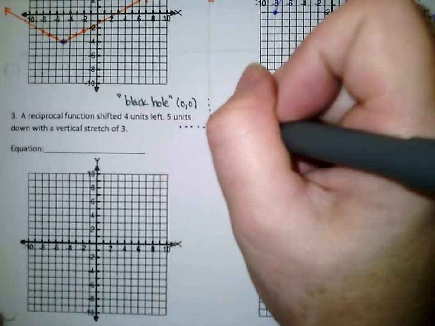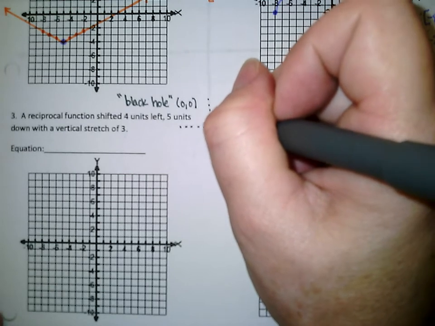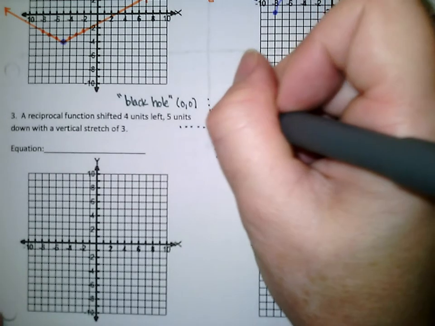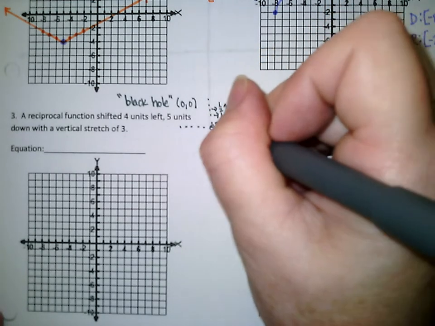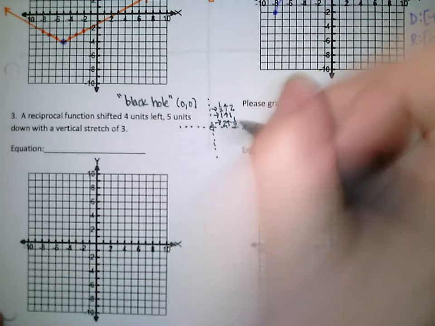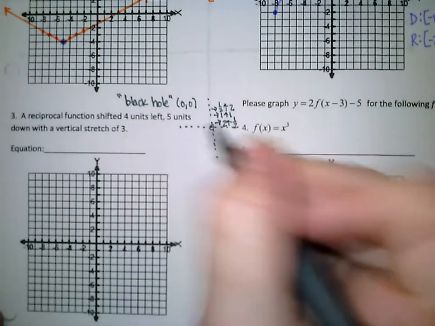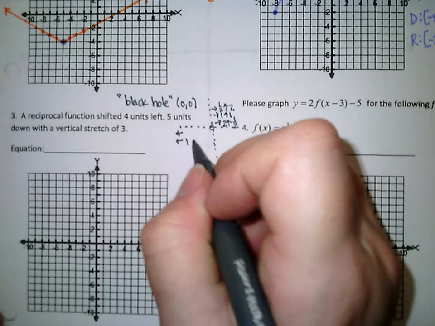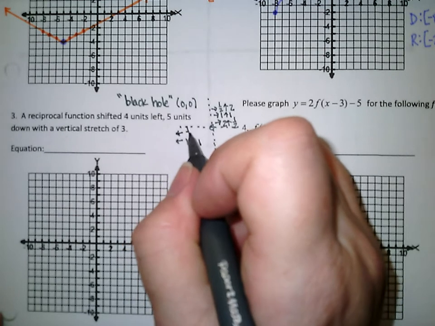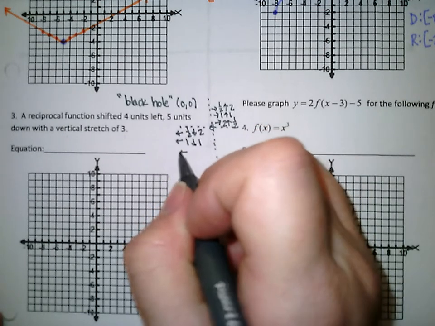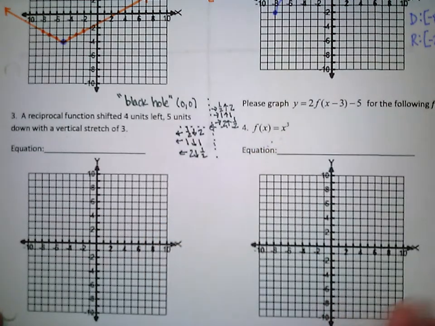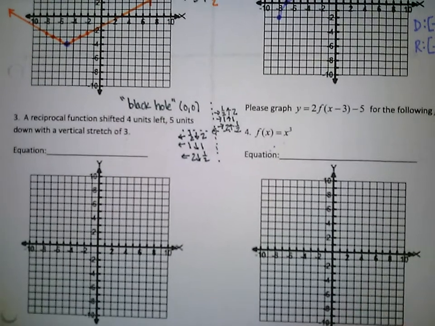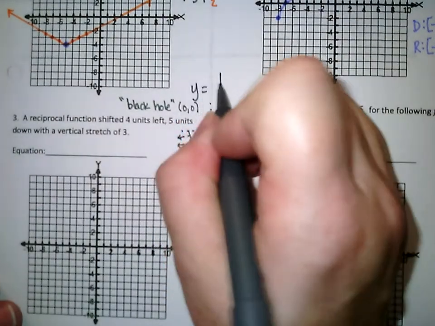What we do after that is we're going to move from that black hole. We're going to move over one, up one. We also move over 1/2, up 2, and over 2, up 1/2. And then we do the same thing, but in the other direction. So we go left 1, down 1, left 1/2, down 2, and left 2, down 1/2. So it's got like a swoopty here and a swoopty there. And the equation for that is y equals 1 over x.